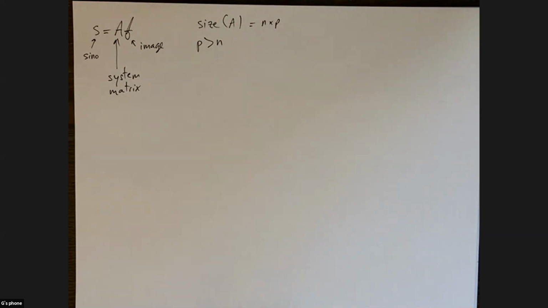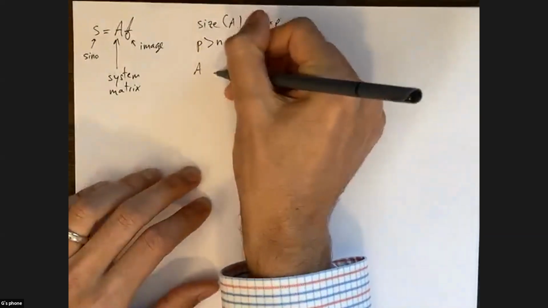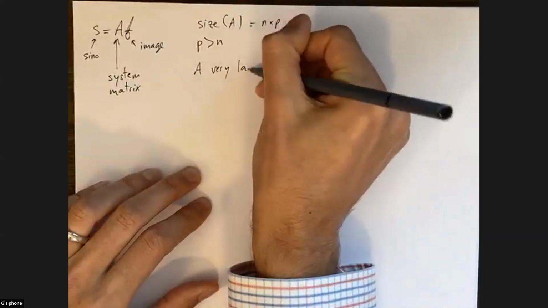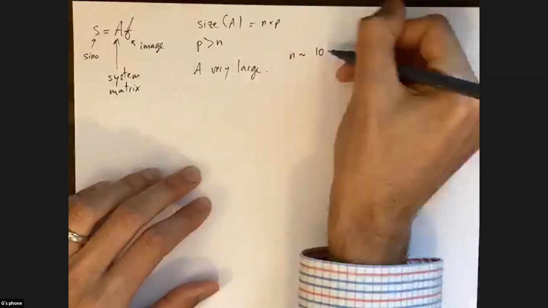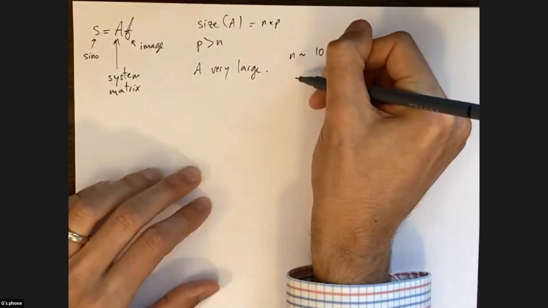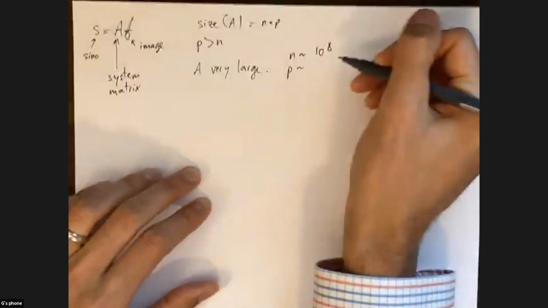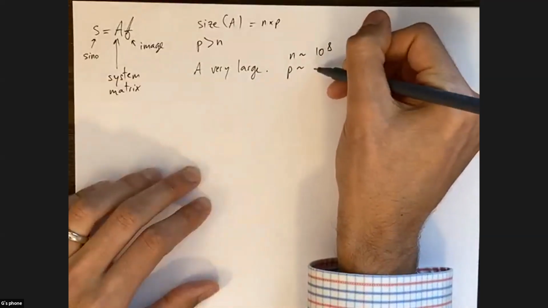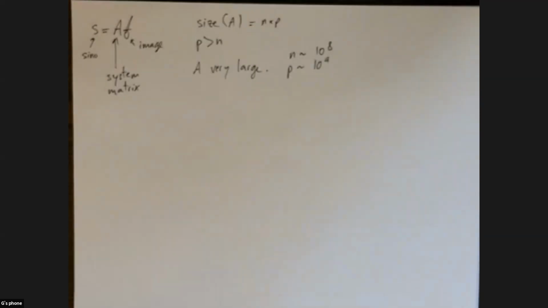The matrix is very large, so we should mention that A is very large. Just to give an idea, n typically could be 10 to the 8, and n is the number of pixels. P could be even larger, maybe similar. P is the number of sinogram elements, but it could be 10 to the 9 in some cases. It really depends, but it could be very, very large. So we end up with a very large number of elements in this matrix.